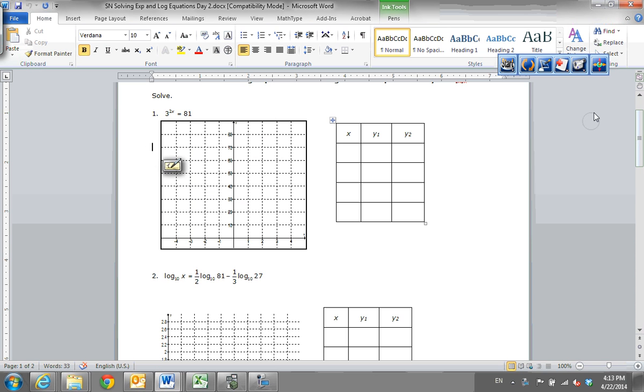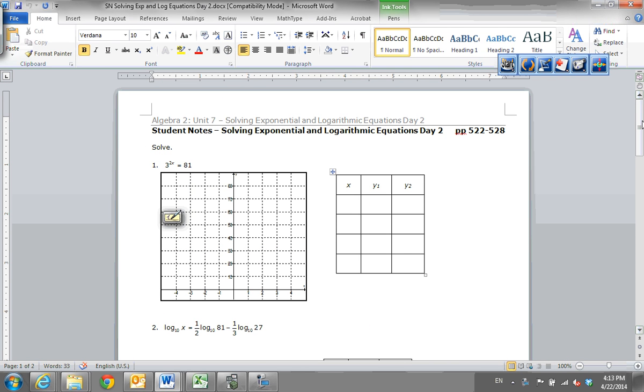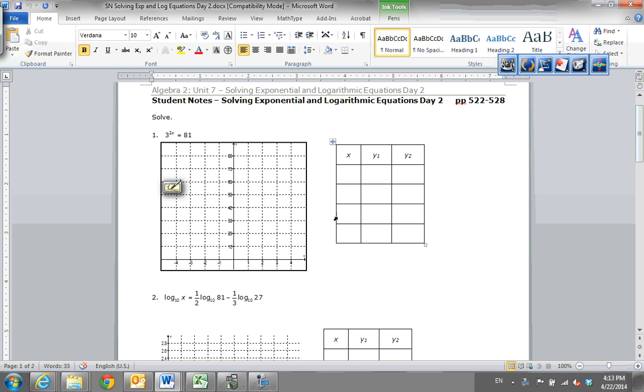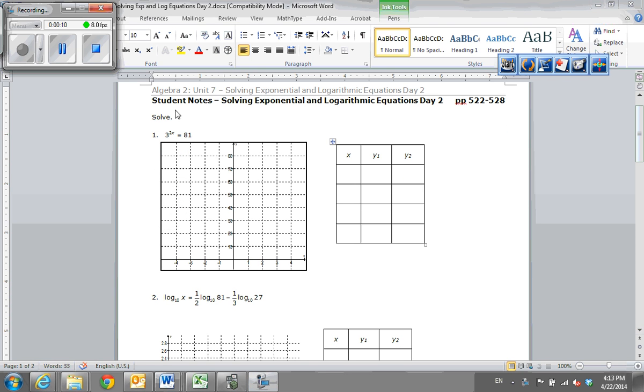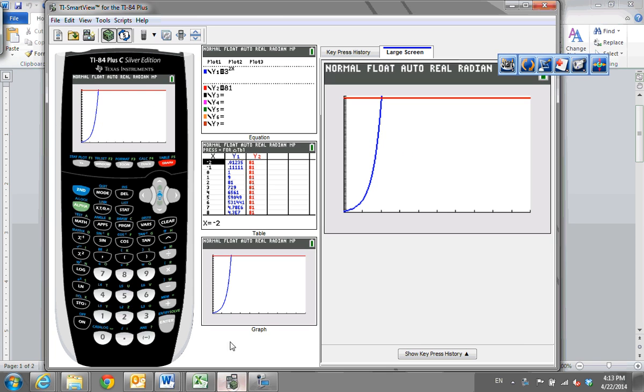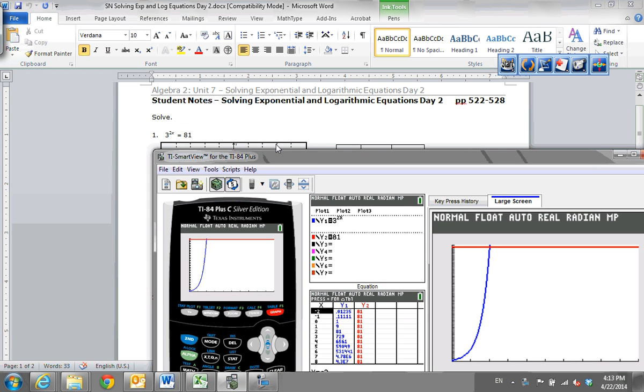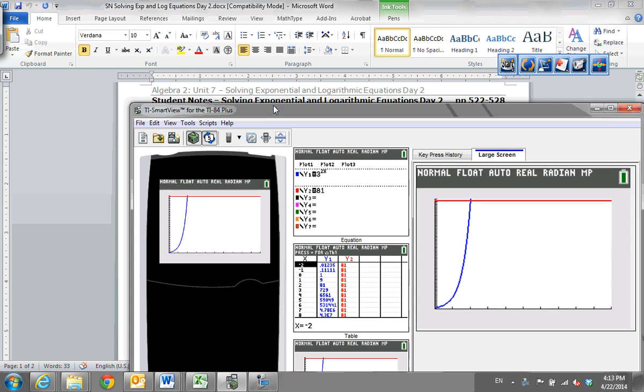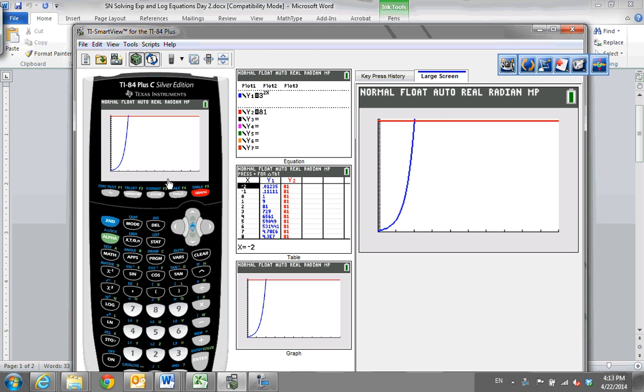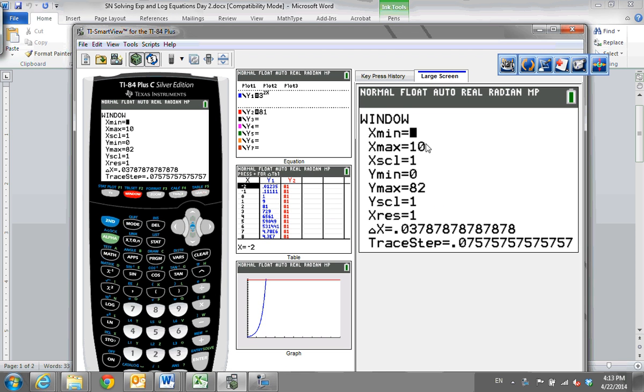What's going on, guys? Today we're going to be graphing and solving more exponential and logarithmic equations. So the first one I already have set up in my calculator. In my y1, I have the left side of the equation right there. In my y2, I have 81. So as you can see here, I have it graphed. Now I changed my window up a little bit so you can see it all.